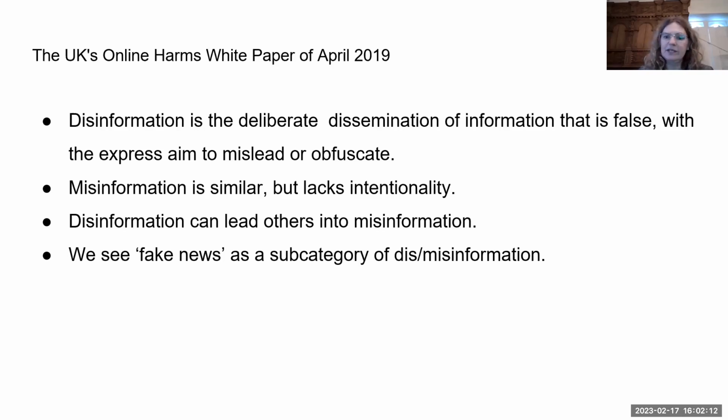We define disinformation, in line with the UK's Online Harms White Paper of April 2019, as the deliberate dissemination of information that is false with the express aim to mislead or obfuscate. Misinformation is similar but lacks intentionality. Disinformation can lead others into misinformation.